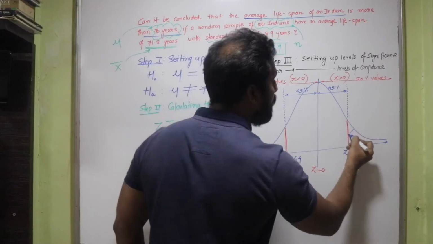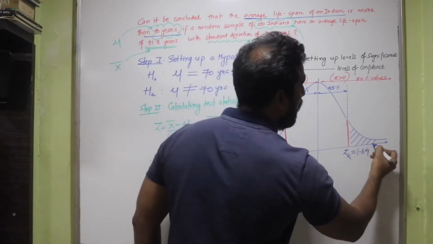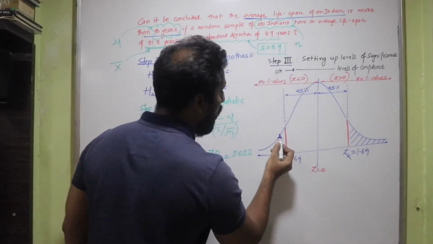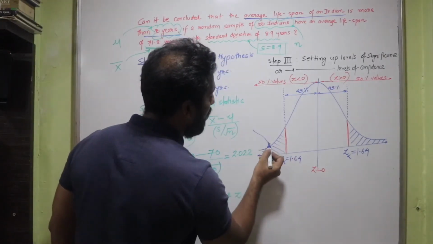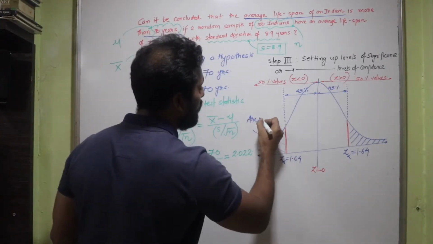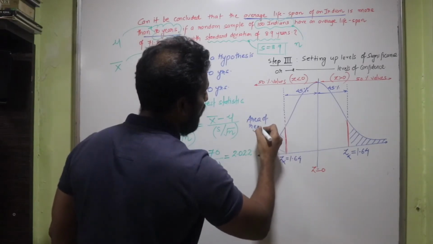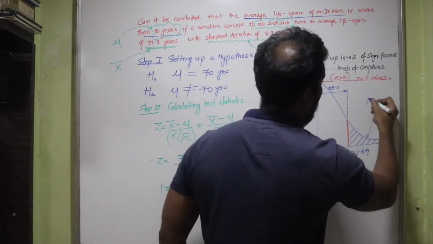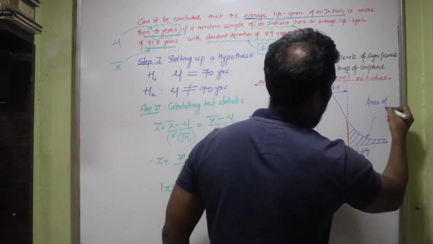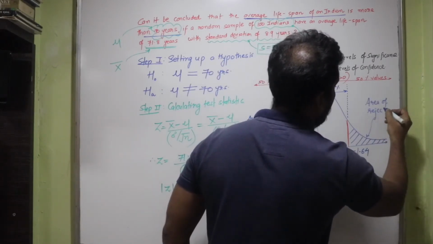So this part of the curve is called the area of rejection. This part is called the area of rejection. So I'm going to denote it here with area of rejection. So here also I'll call it area of rejection.